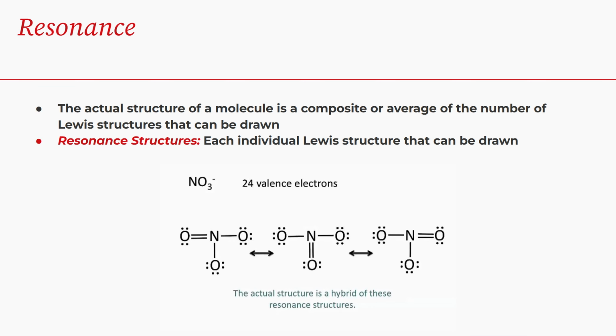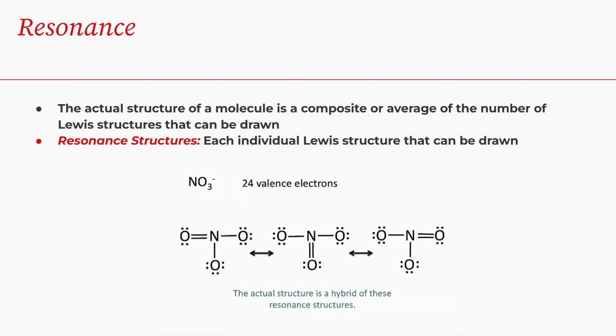The first is a concept called resonance. Resonance specifically is how the actual structure of a molecule is a composite or average of the number of Lewis structures that could be drawn for it. And each of these individual Lewis structures that can be drawn are each called resonance structures.